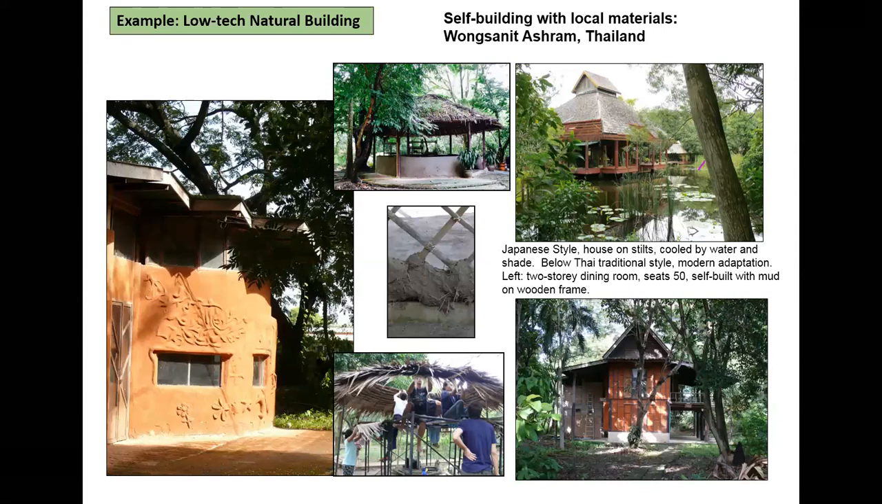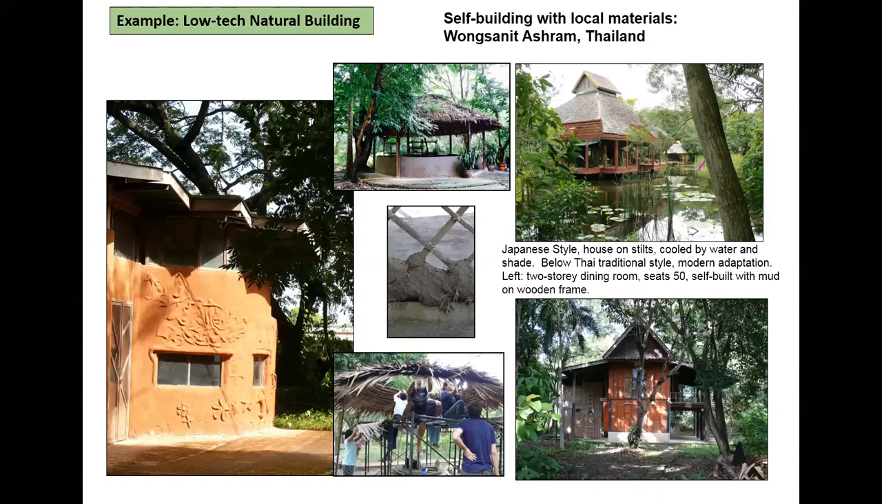It's very easy to repair, of course, because the materials are local. If it's wearing thin or it's been hit by the rain, it's just repaired with more local mud mixed up with straw. It's a 2-story building and it seats 50 diners, and it's already 25 years old.